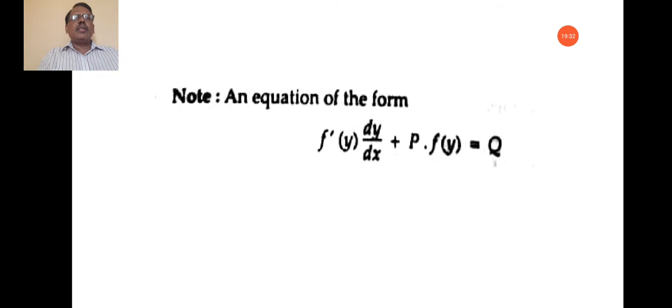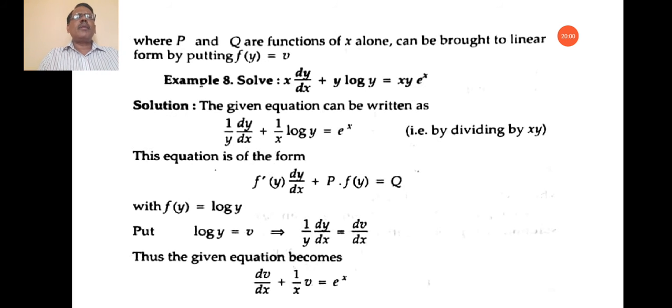So in this equation the coefficient of p is a function of y and the coefficient of dy by dx is the derivative of f of y. Then this equation can be reduced to a linear differential equation by the substitution: put f of y is equal to v. If you put f of y is equal to v, then we can reduce this to a linear differential equation, where p and q are functions of x. So students, remember this substitution.